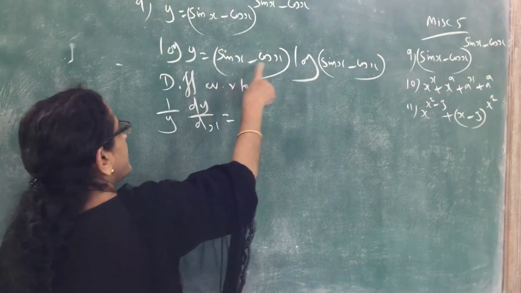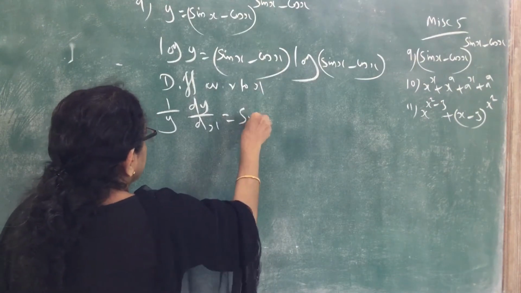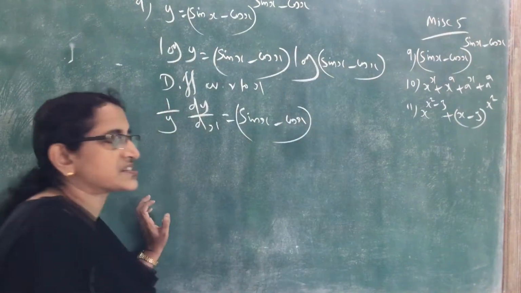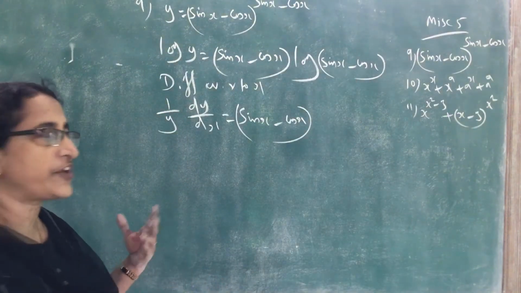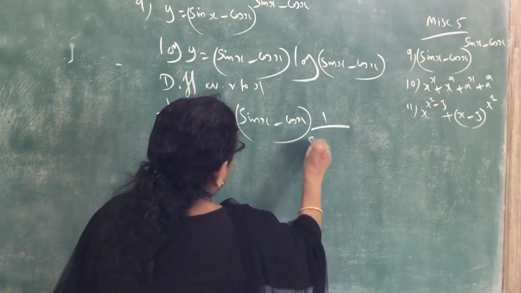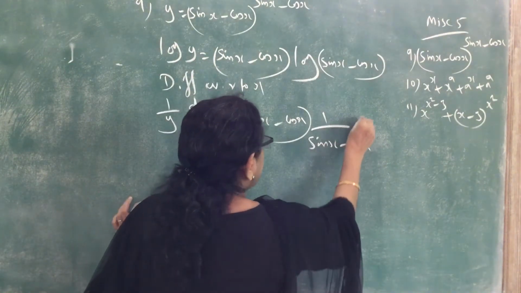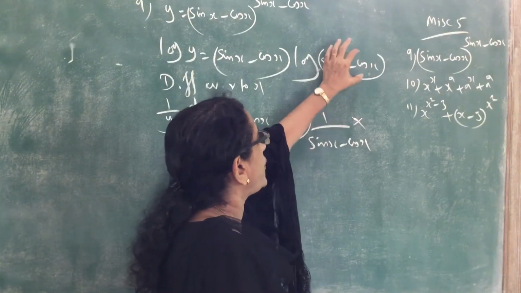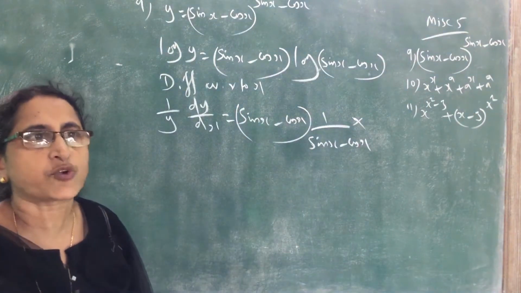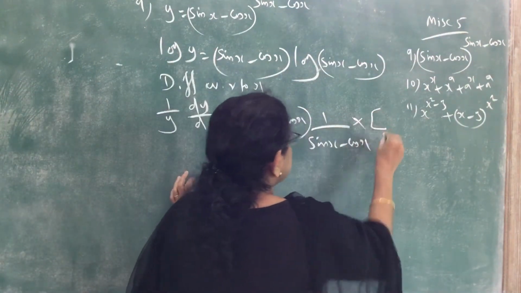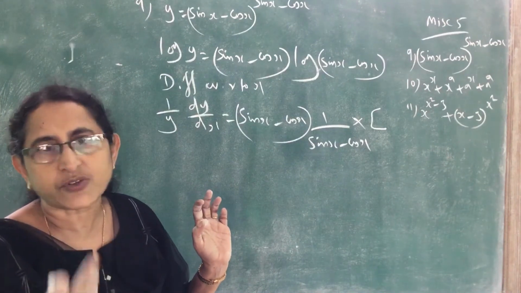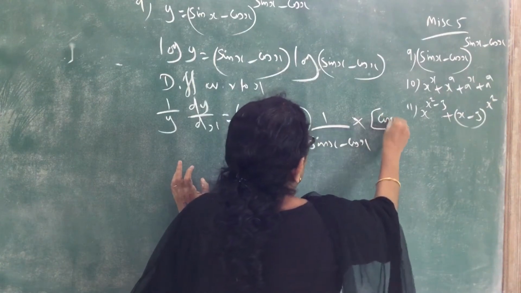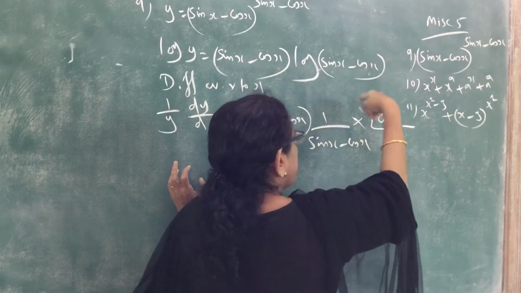First function into, what is the first function? Sin x minus cos x. So first function into derivative of second. What is the derivative of log of sin x minus cos x? Derivative of log x is 1 by x. So 1 by sin x minus cos x into the derivative of what was there in the place of x, sin x minus cos x. So we multiply by the derivative of sin x minus cos x. In bracket write the derivative, because there are two terms. The derivative of sin x is cos x, then minus derivative of cos x, minus sin x.